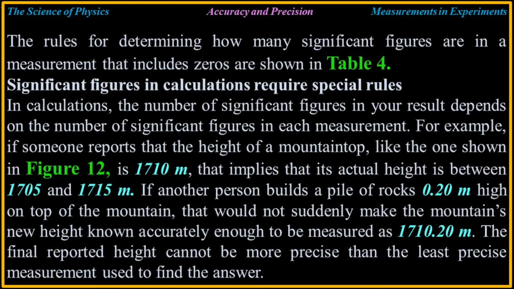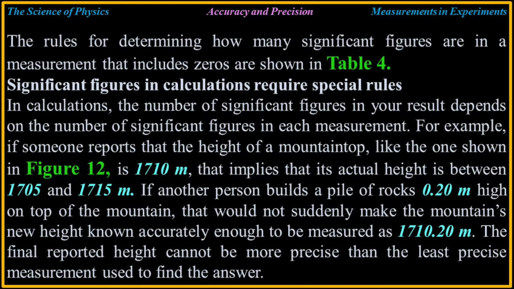If another person builds a pile of rocks 0.2 meters high on the mountain, that would not suddenly make the mountain's new height known accurately enough to be measured as 1710.20 meters.